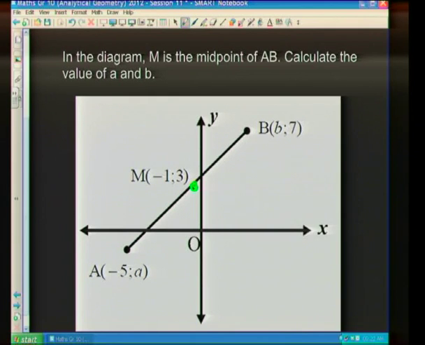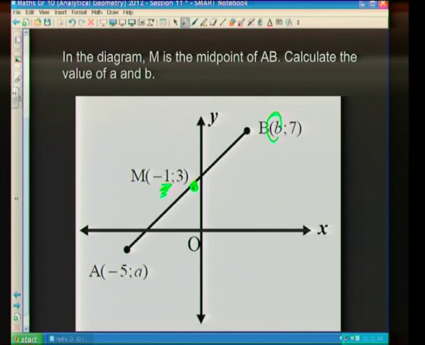So what I'm going to do now is I'm going to just still apply the midpoint formula normally, but this time I'm aware of the fact that I know my answer. So I'm going to say, how do I usually get the x value at the midpoint? I take the one x value, which now is b. I add the other x value, which now is minus 5.